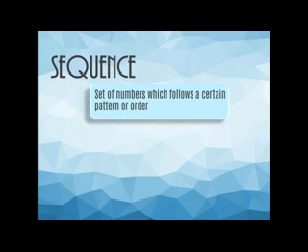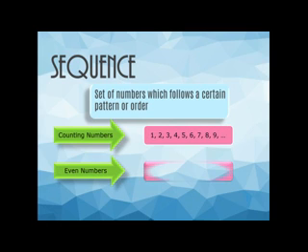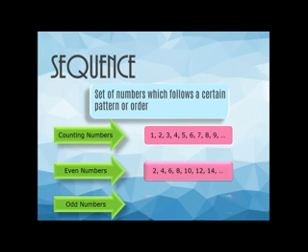Now, sequence is a set of numbers which follows a certain pattern or order. For example, we have the counting numbers, the even numbers, and the odd numbers. These three are just some of the examples of sequences, and there are still a lot of types and kinds and different patterns of sequences.